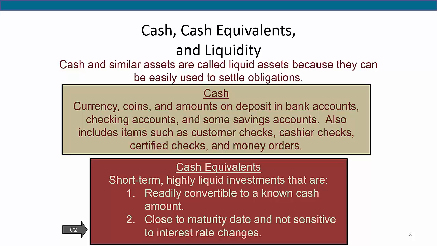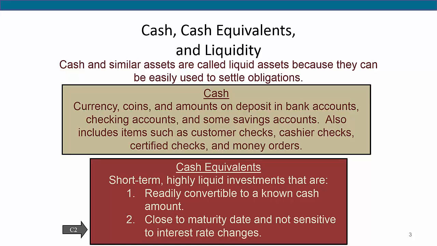On the balance sheet, cash is combined with cash equivalents. Cash includes currency, coins, and amounts on deposit in bank accounts, checking accounts, and savings accounts. Cash equivalents are short-term, highly liquid investment assets meeting two criteria. First, they are readily convertible to a known amount of cash, and secondly, they are close to their due date so that their market value is not sensitive to interest rate changes. Only investments purchased within 3 months of their due date usually satisfy these criteria.